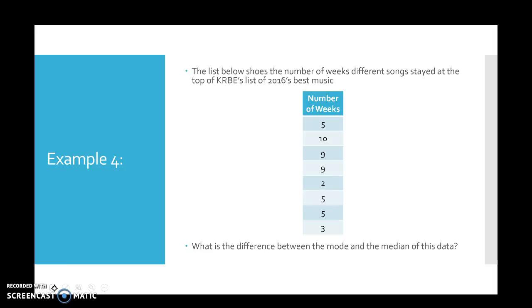Okay, so the list below shows the number of weeks different songs stayed on the top of KRBE's list. So what is the difference between the mode and the median? So to find the median, I have to put them in order. So let me write them in numerical order. 2, 3, 5, 5, 5, 9, 9, and 10. Okay, so the mode is going to be 5 because there's 3 5s. And the median is the middle. So 1 on each side, 1 on each side, 1 on each side. And then it would be between these two, but the average is 5.